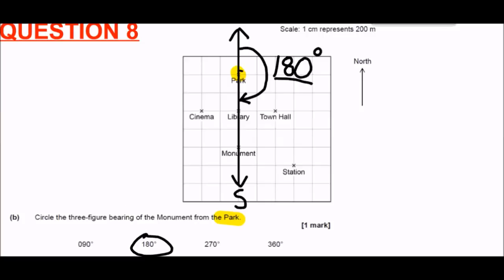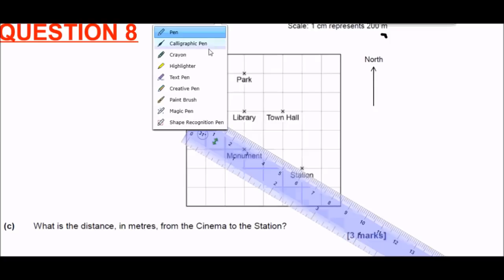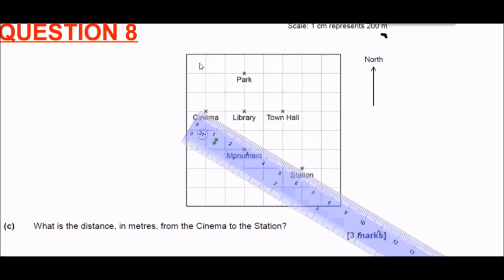Question C, 8C. It now says about the distance in meters from the cinema to the station. Now we need to pay particular attention to the top right here, particularly where it says about the scale. So what we're told is that 1 centimetre represents 200 meters. So if we're measuring the distance in meters from the cinema to the station, we need to actually get a ruler out, like I have done here, and measure from the cinema to the station.